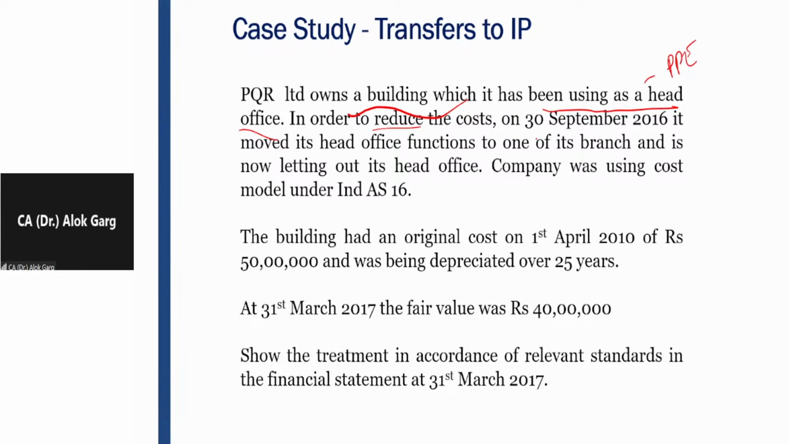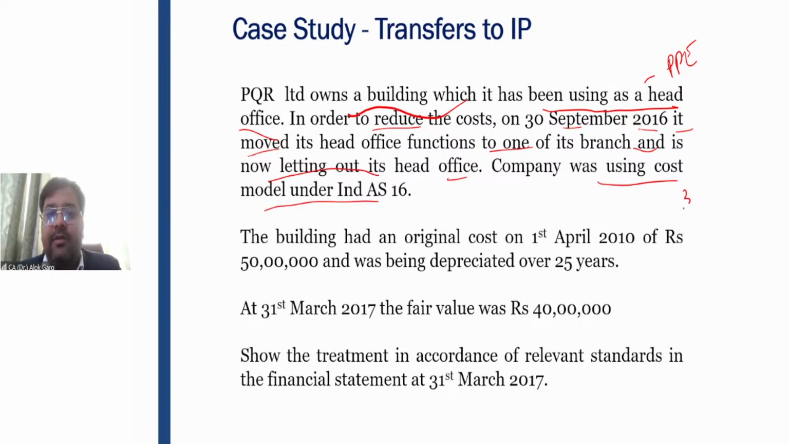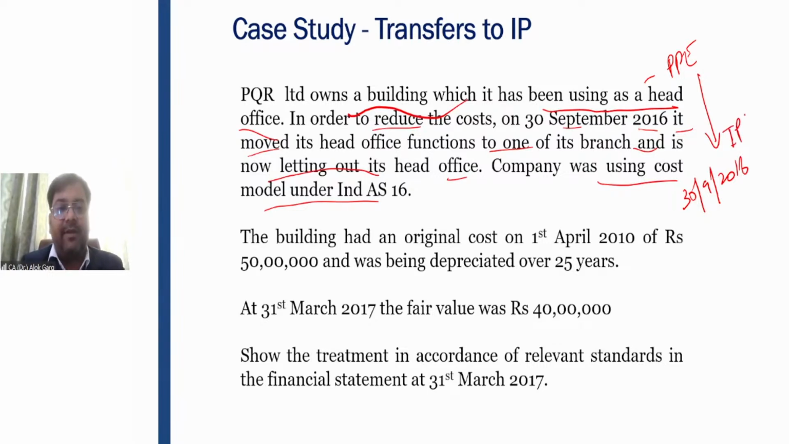In order to reduce the cost, on 30th September 2016, the company moved its head office functions to one of its branches, and is now letting out its head office. The company was using the cost model under Ind AS 16. So on 30th September 2016, this PP was shifted to IP, because the nature of use has been shifted.